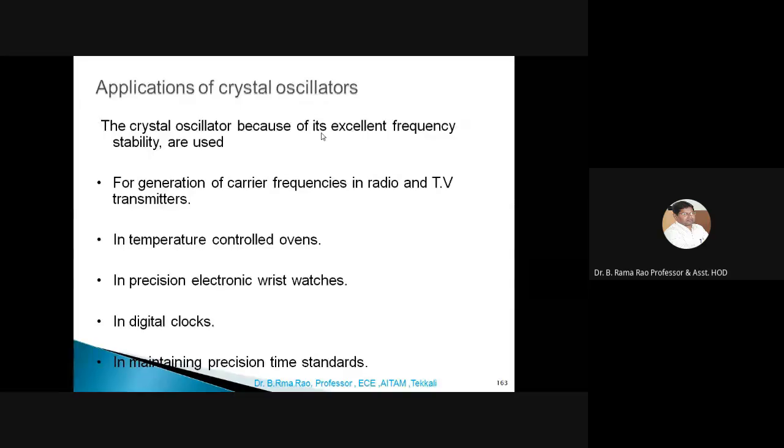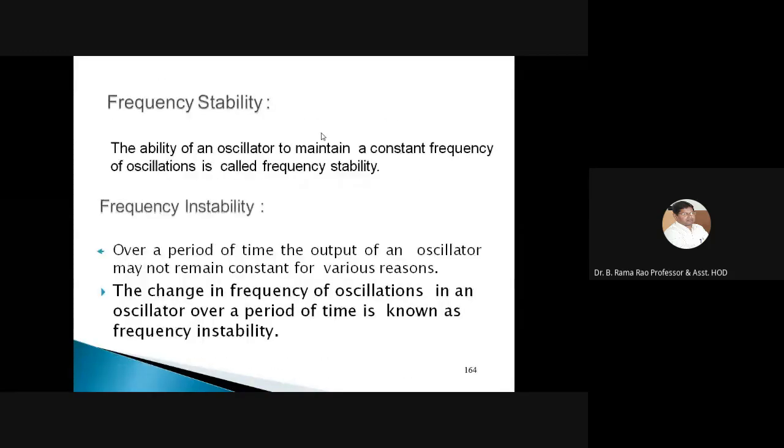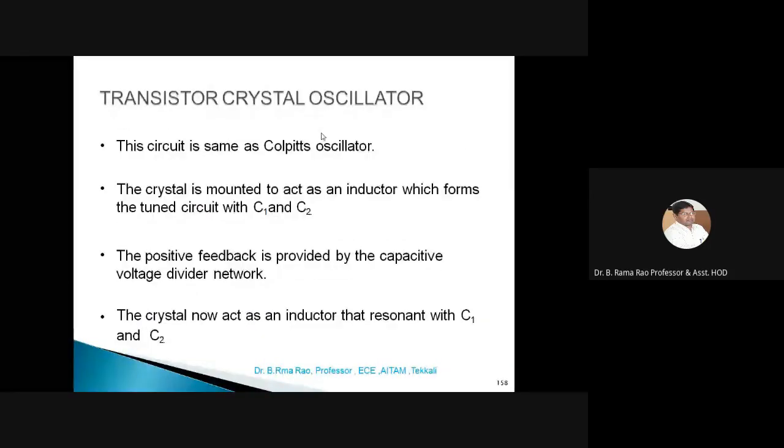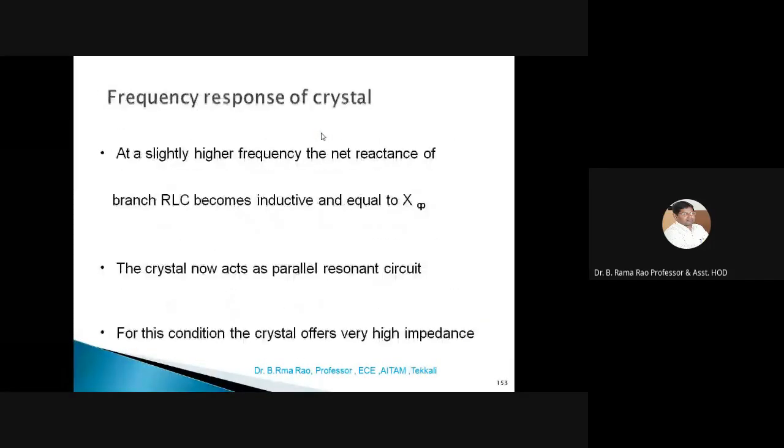These are used for generation of the carrier frequency, especially in communication, radio and TV transmitters. In temperature controlled environments, these special oscillators can be used, as well as in precision electronic wristwatches and digital clocks. These circuits are used for maintaining precision time standards. Up to this, we have come to the end of the topic of crystal oscillators.